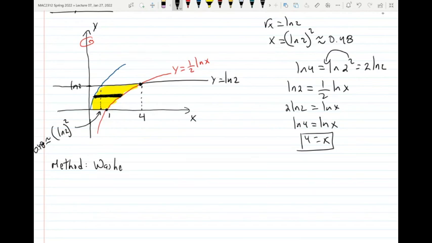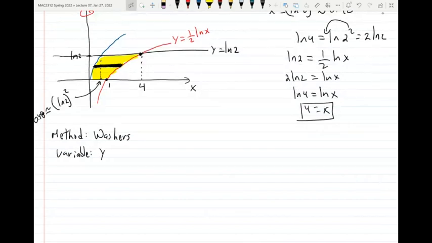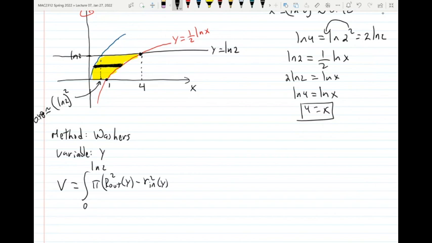Washers. What's the variable? The variable is going to be y, right? So with this information, we immediately can write that the volume is going to be the integral from where to where? From 0 to ln of 2. And then the formula is pi times R out squared of y minus R in squared of y dy. So naturally, your question should be, okay, what's R out and what's R in?